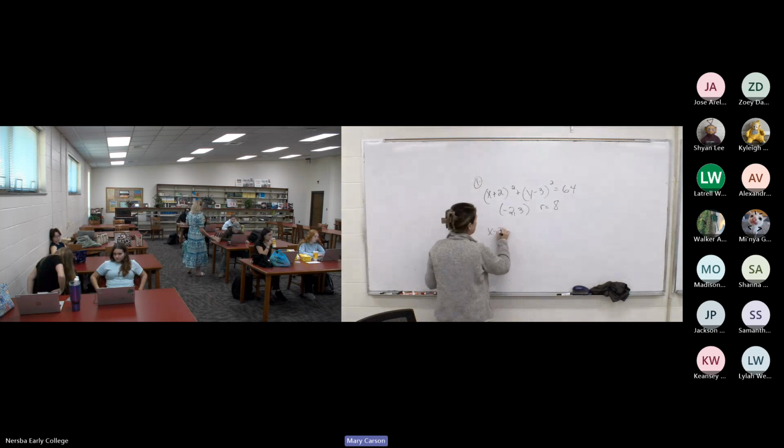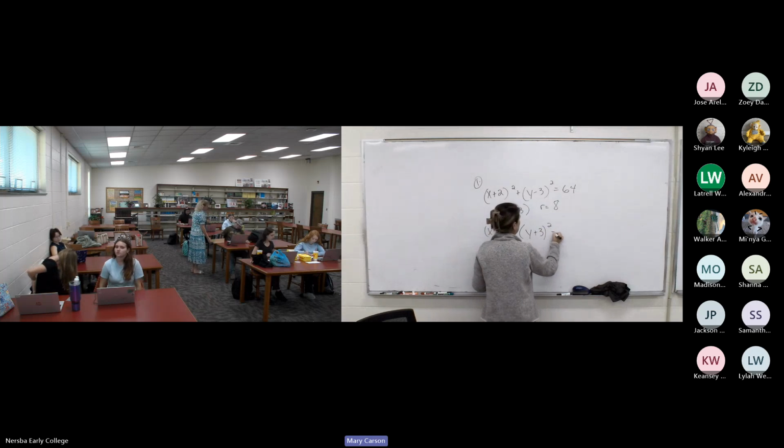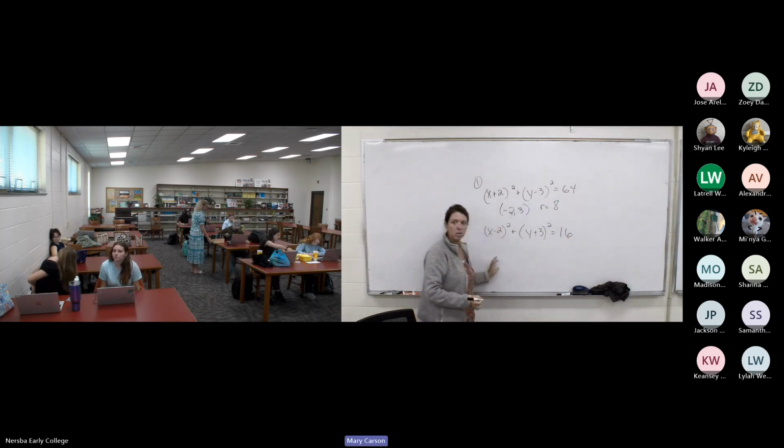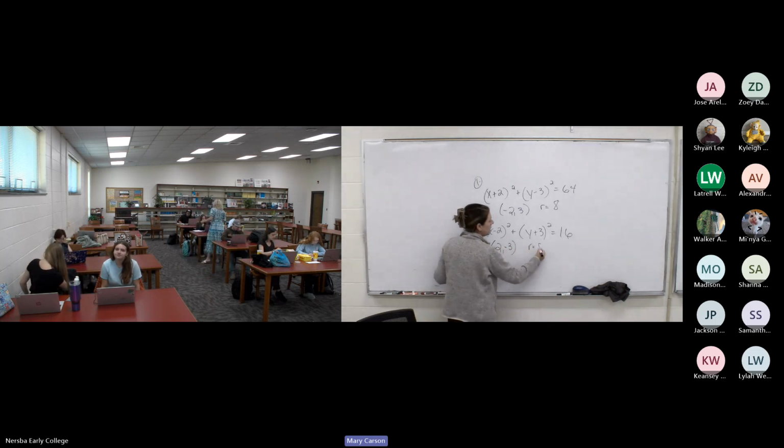Another one, I'm not going to do every single one of these, but hopefully, so it's (x - 2)² + (y + 3)² = 16. So the center of this one would be +2, -3, and then the radius would be the square root of 16, which is 4.